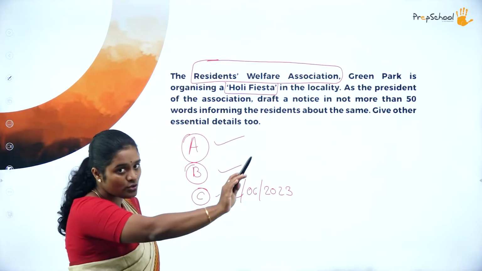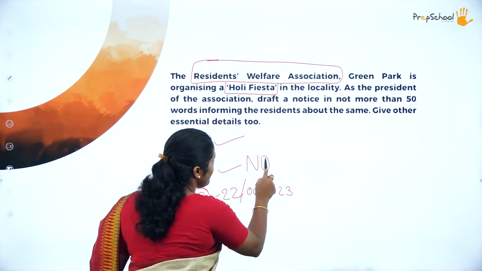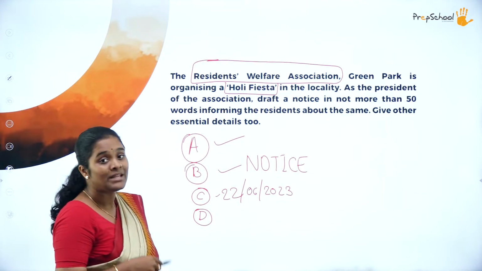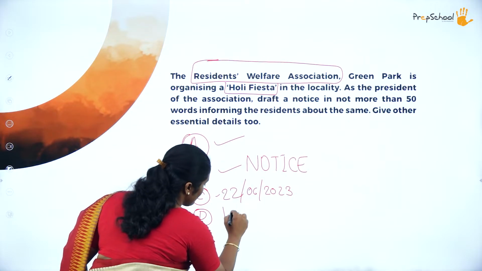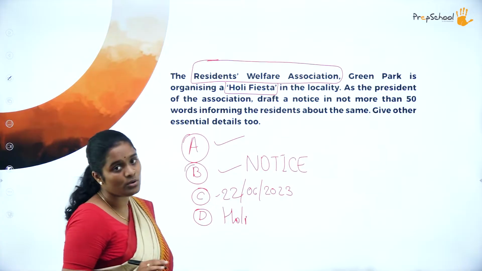So Residents Welfare Association done. Notice I've written. Okay, after notice, what did I find? The date when I am writing it, I wrote it. Notice is done. D, I'll write Holy Fiesta. That is my heading. I'm not going to take anything else. I'll keep it as Holy Fiesta.